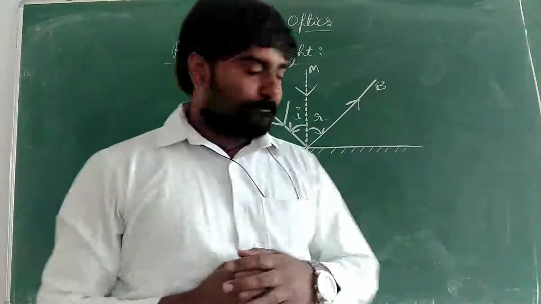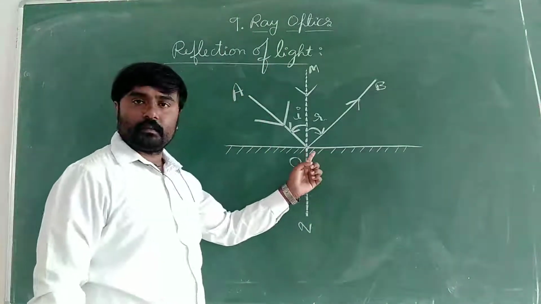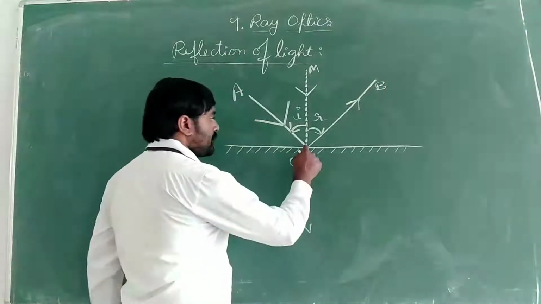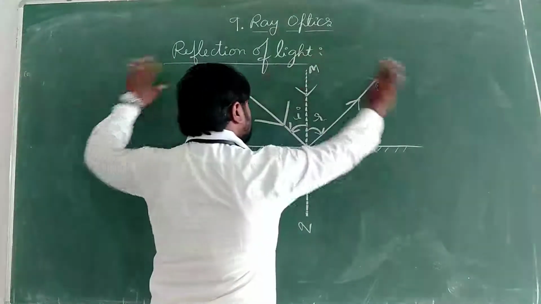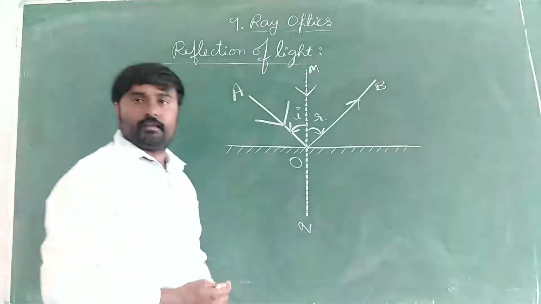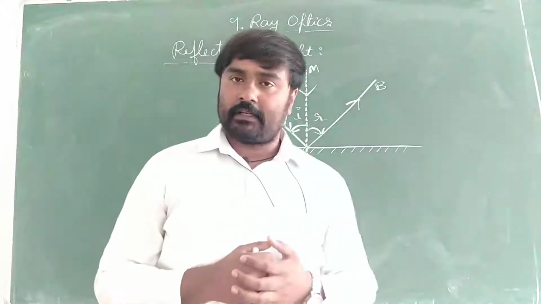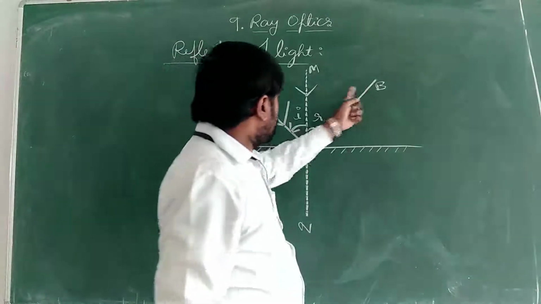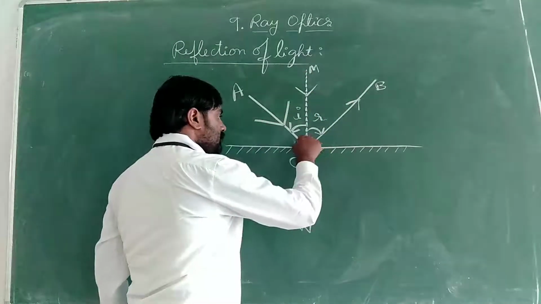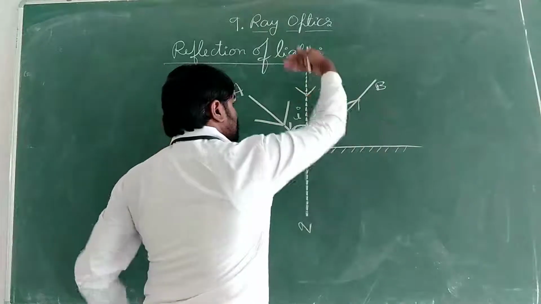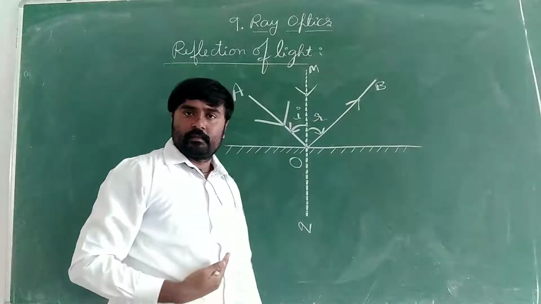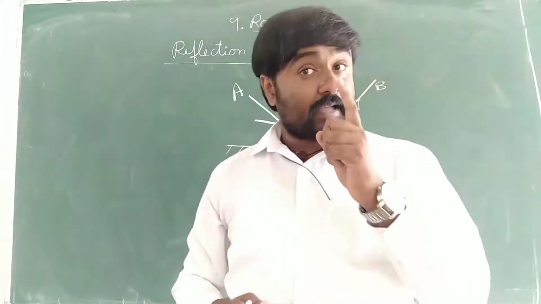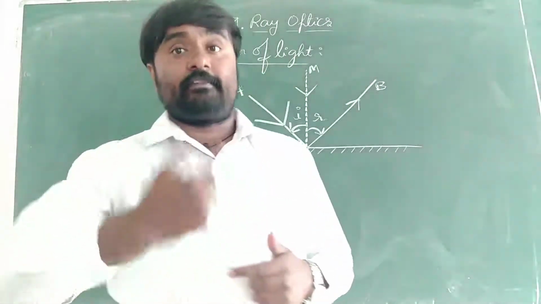Number one, the incident ray, the reflected ray, and the normal at the point of incidence all lie in the same plane. So this is the first law of reflection of light. It is very, very simple. And the second one is that the angle of incidence is exactly equal to the angle of reflection.